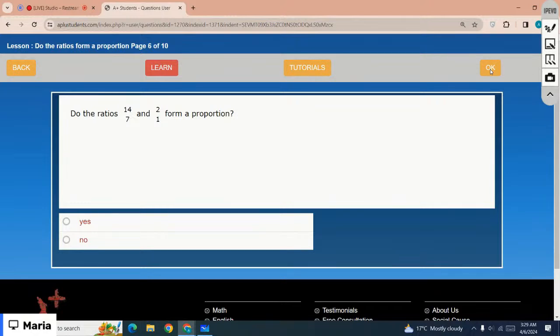Yes, they form a proportion. The correct option is yes. Okay, you can complete the lesson by yourself later today. Let me just move on to the next lesson.